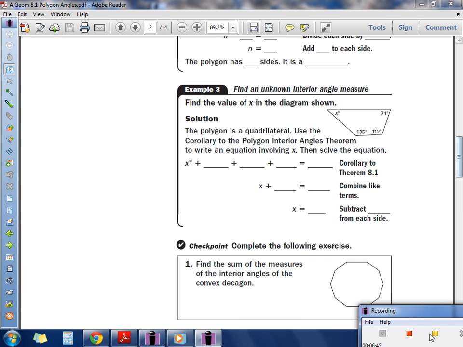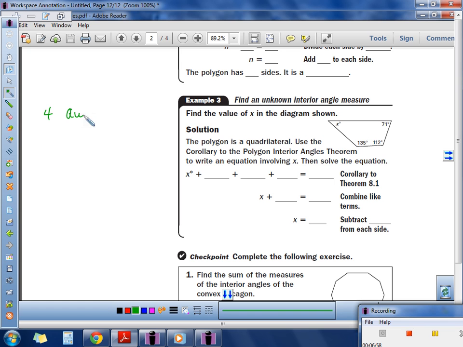All right, up next, find the value of x in the diagram. What kind of shape do we have right here? How many sides do we have? 4. A 4-sided shape is a quadrilateral. And this is one that you should know its sum right off the bat. 360. So the sum of the interior angles is 360. That's one you should know.